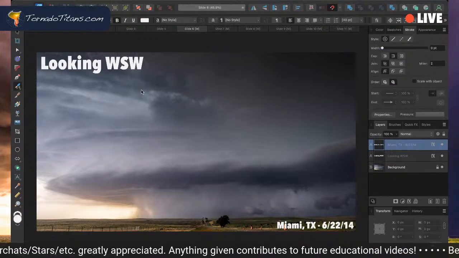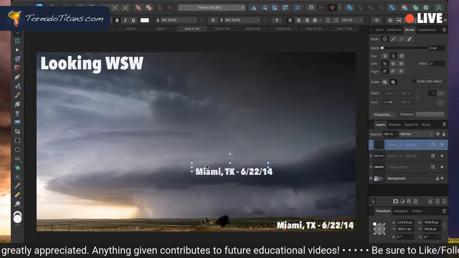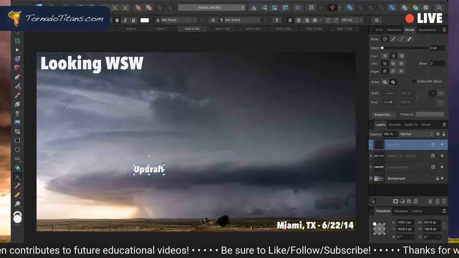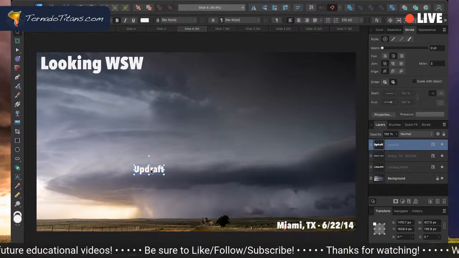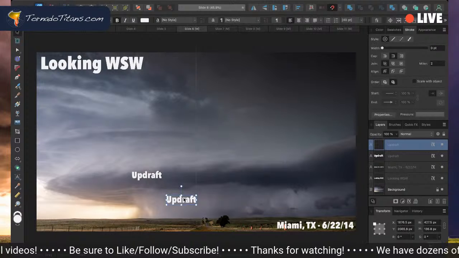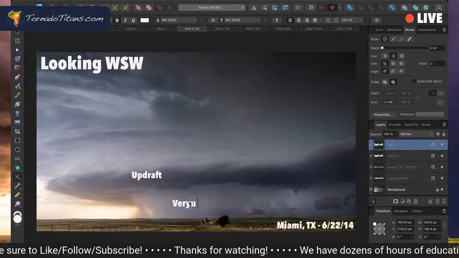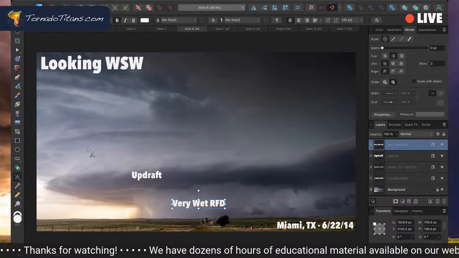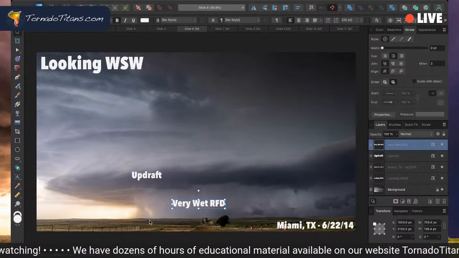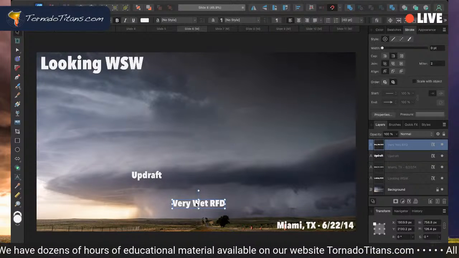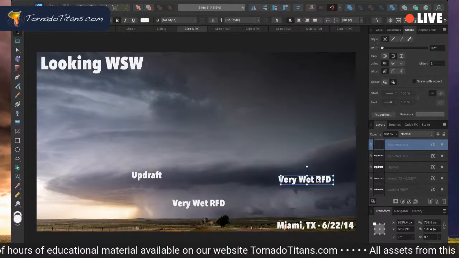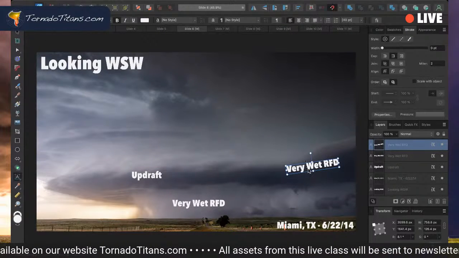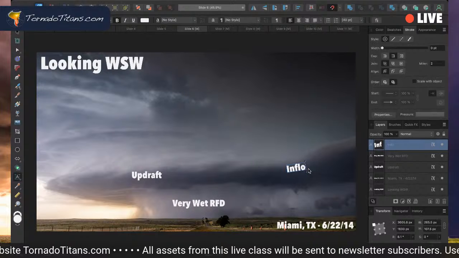Well, at this point, it's basically an HP supercell. It started out in the northern Texas Panhandle as rather LP with significant structure, and it kept going well into and after dark. I think its most significant tornado it actually produced after dark.